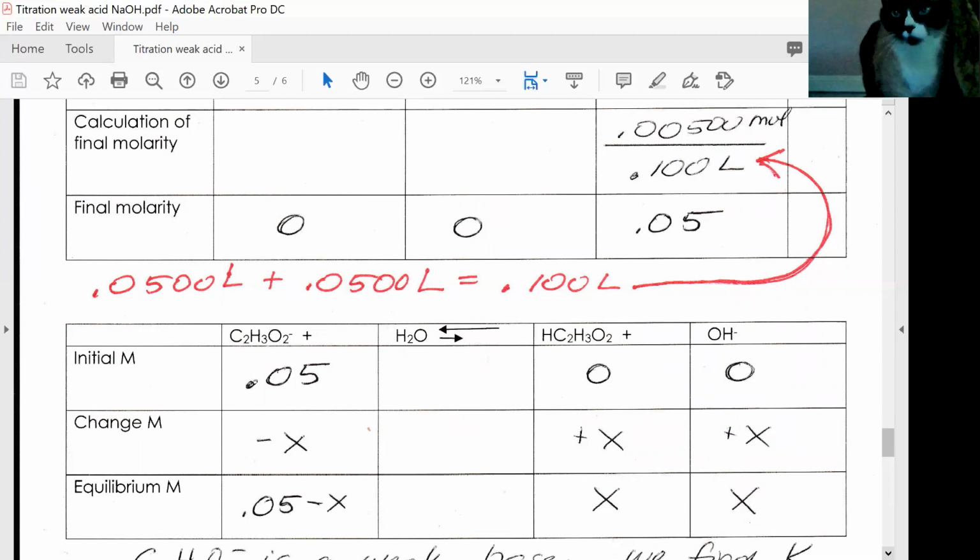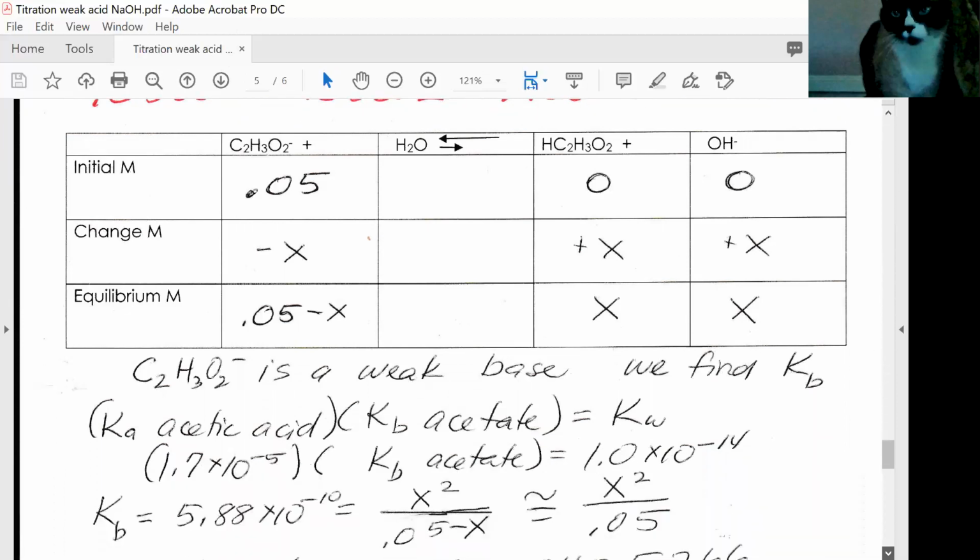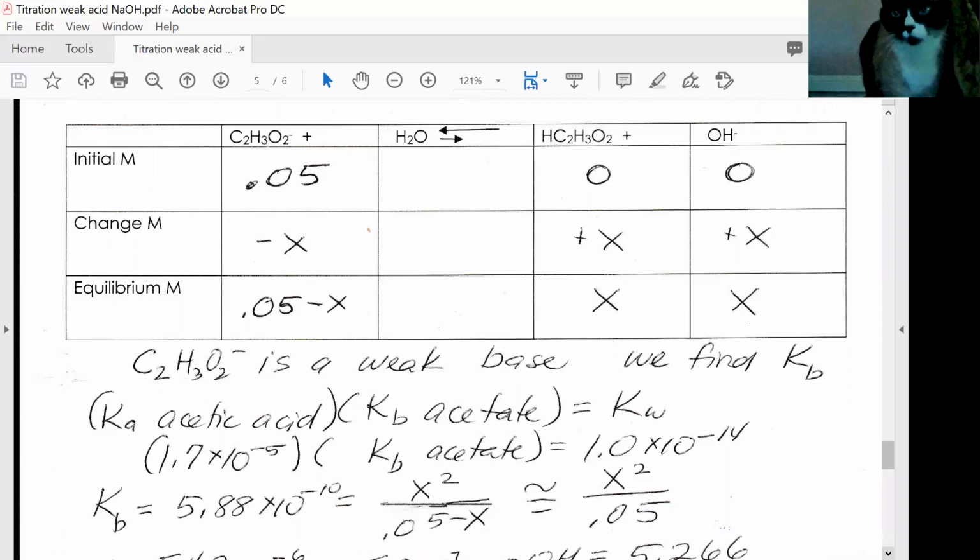So if you fill in your initial molarity, you have 0.05 for the acetate, 0 for the acetic acid, and 0 for the hydroxide. Then our change is minus x, plus x, plus x. Our equilibrium is 0.05 minus x for our acetate, x and x for our acetic acid and our hydroxide.